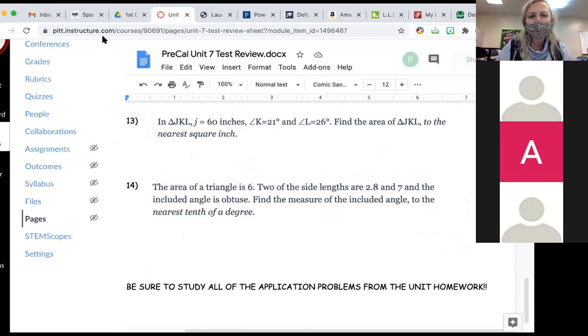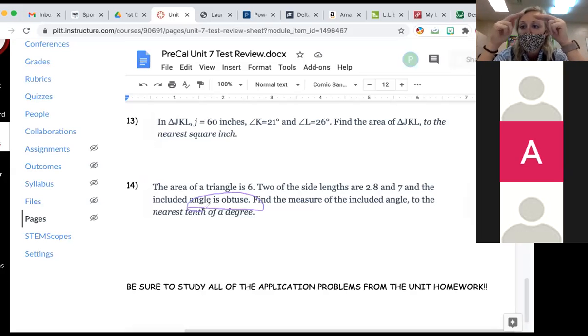Number 14 was tricky. It's actually a calculus problem. So the one on the test won't say something like this. But it says the included angle is obtuse. Basically, when you have law of sines, you can have two different triangles. We don't do that in pre-cal anymore. We used to. They took it out this year. So you guys will see that in calculus, but you wouldn't see something like this on my test.